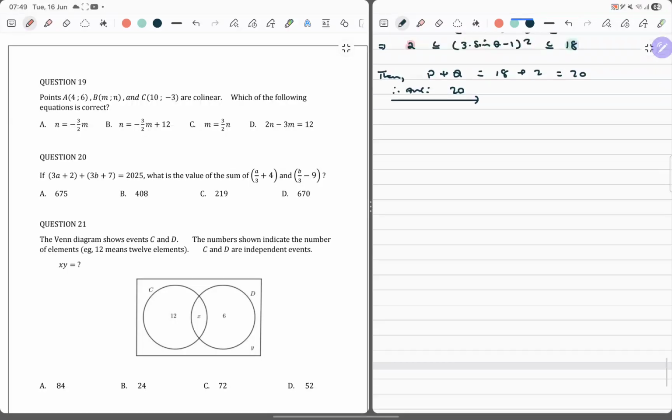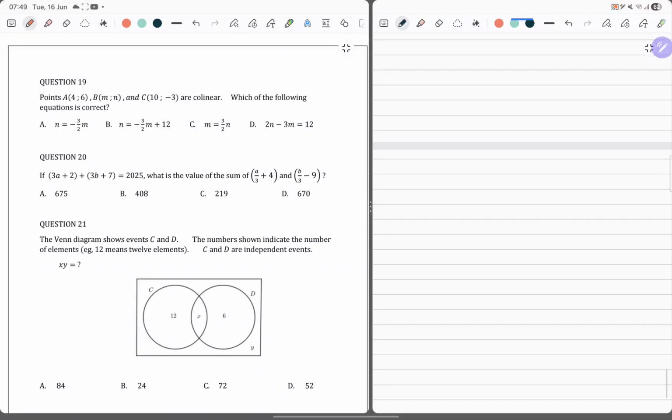Anyway, folks, we're doing question 19. Okay, my writing is also starting to die. It says now points A, B, C are collinear. They belong in the same straight line. Which of the following equations is correct? Alright, so one represents M, the other one N. Most likely this one is wrong because there's a consistency of N, so probably all the N's, but you never know.